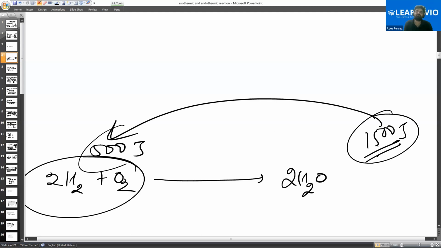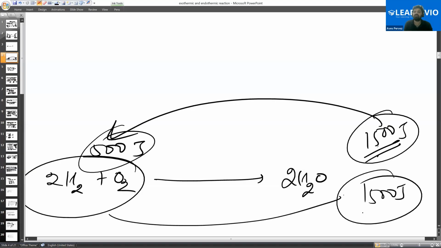Again, from this 500 joule, the next 1500 joule energy will be released. Out of this 1500, 500 will go back again for the next molecule to react, and 1000 joule energy will be released in the environment. Then again, this process will continue. So these reactions are called spontaneous reactions. Exothermic reactions are spontaneous reactions. Once they start, they will keep on moving forward unless and until the whole fuel gets consumed.